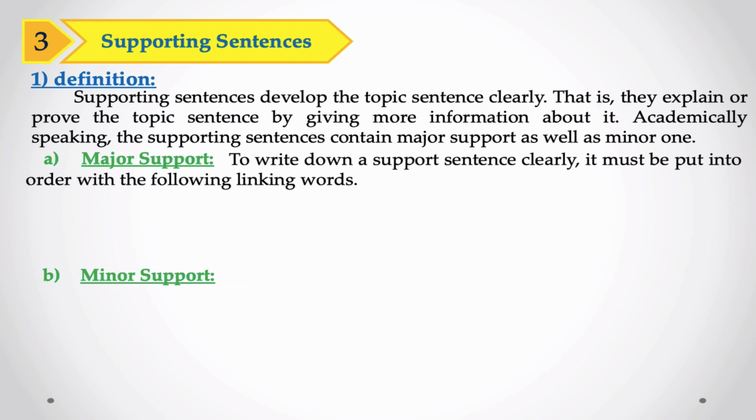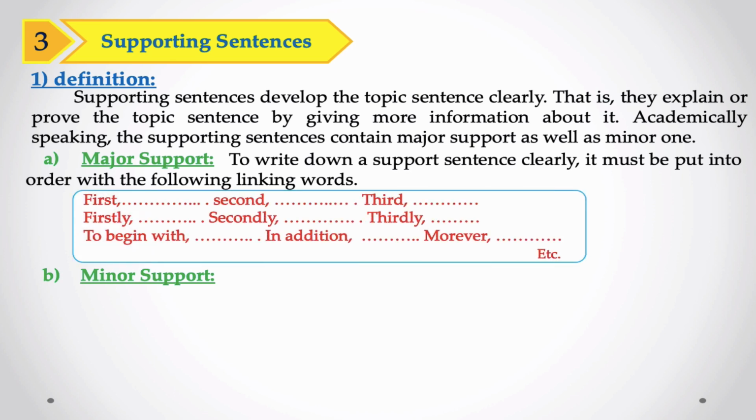The major support: to write down a support sentence clearly, it must be put into order with the following linking words. I mean here, if we start the supporting sentence with "first", all the other sentences should include "second" and "third", just to make the chronological order of the paragraph go in a flexible way. The second, minor support.